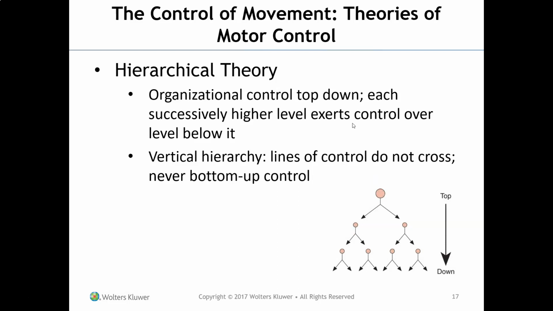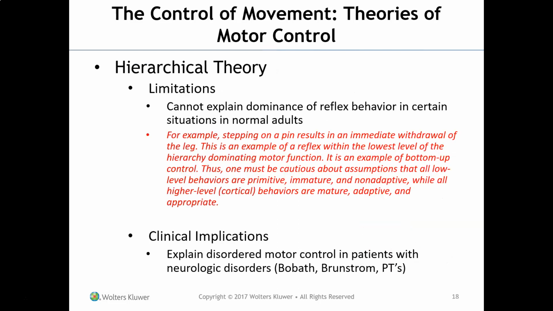Boom, boom, boom, boom. Each successively higher level exerts control over the level below it. When you have a vertical hierarchy, lines of control do not cross. They never go bottom up. So each theory has limitations. What are the limitations of the hierarchical theory?